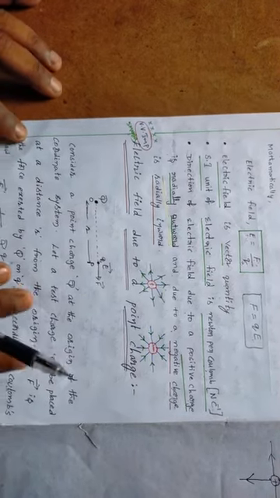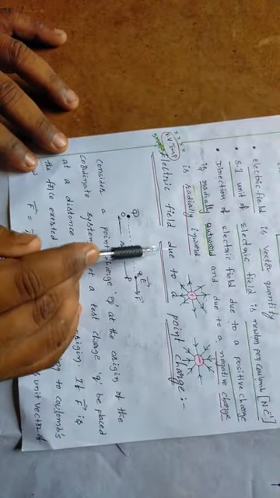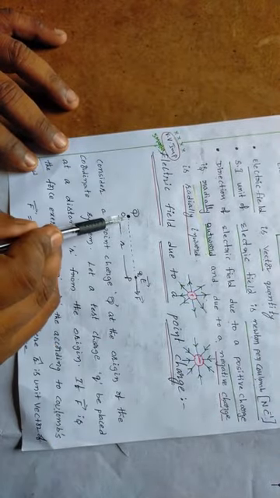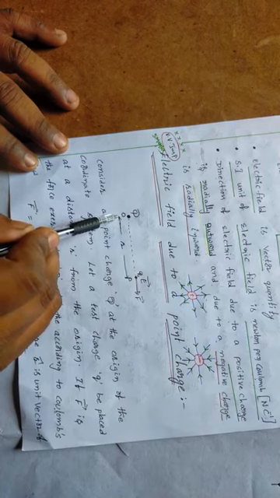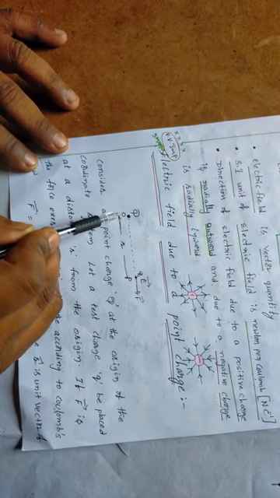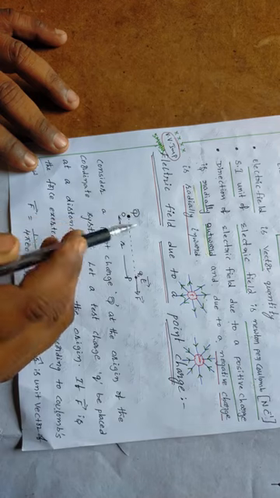Now to answer this question, you get ready. First, electric field due to a point charge. See here in the diagram, I am taking one charge placed at the origin. The point is the origin O, and at point O there is a charge, capital Q.